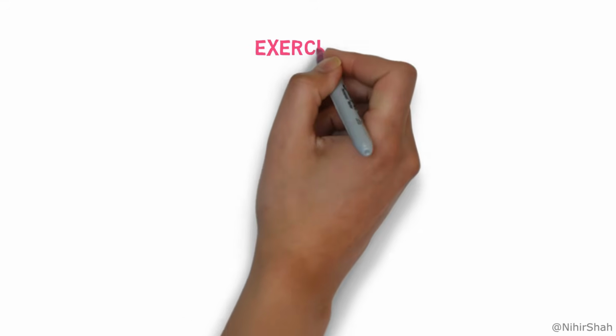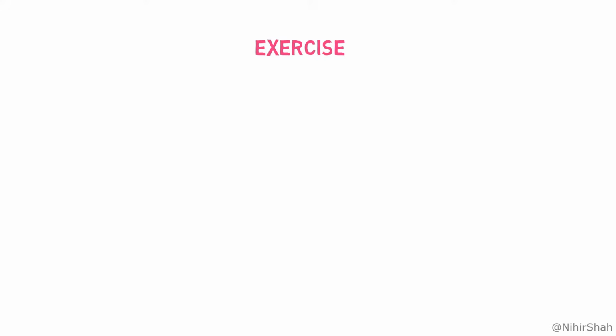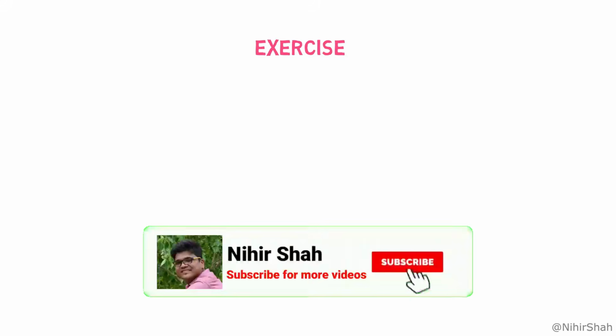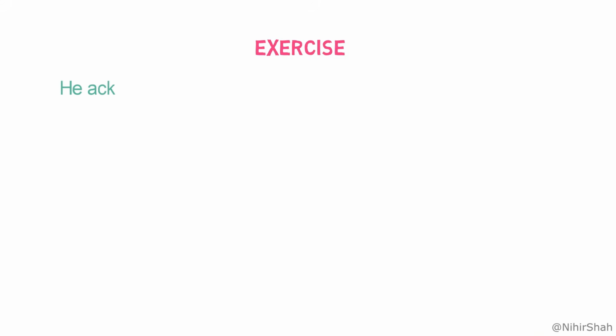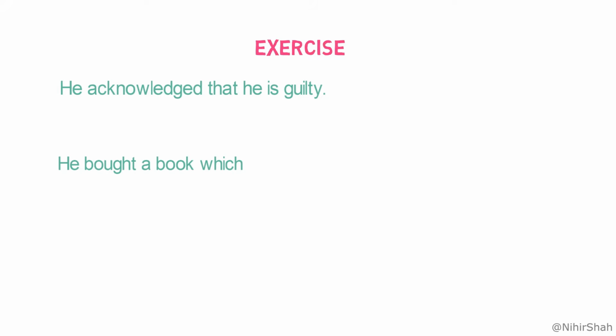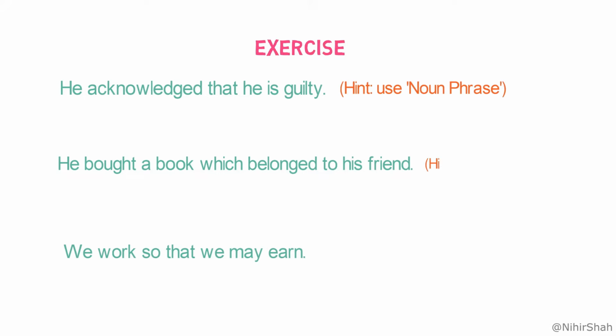Now, let me give you an exercise to practice. Here, you need to convert a complex sentence into a simple sentence. The sentences are: he acknowledged that he is guilty. He bought a book which belonged to his friend. We work so that we may earn. Hints are also given for your reference. Pause the video, solve the exercise and message the answer in the comment. To view the correct answers, you may check the description of the video.